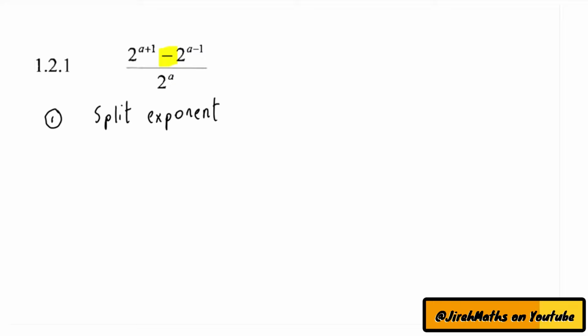And what I mean by this is, for example, if you have 4 to the x plus 3, you need to write that as 4 to the x times 4 to the 3. Remember the rule? If you have two exponents, 4 to the x times 4 to the 3, you need to add them and they become 4 to the x plus 3. Okay, so that's what I mean by splitting the exponent.